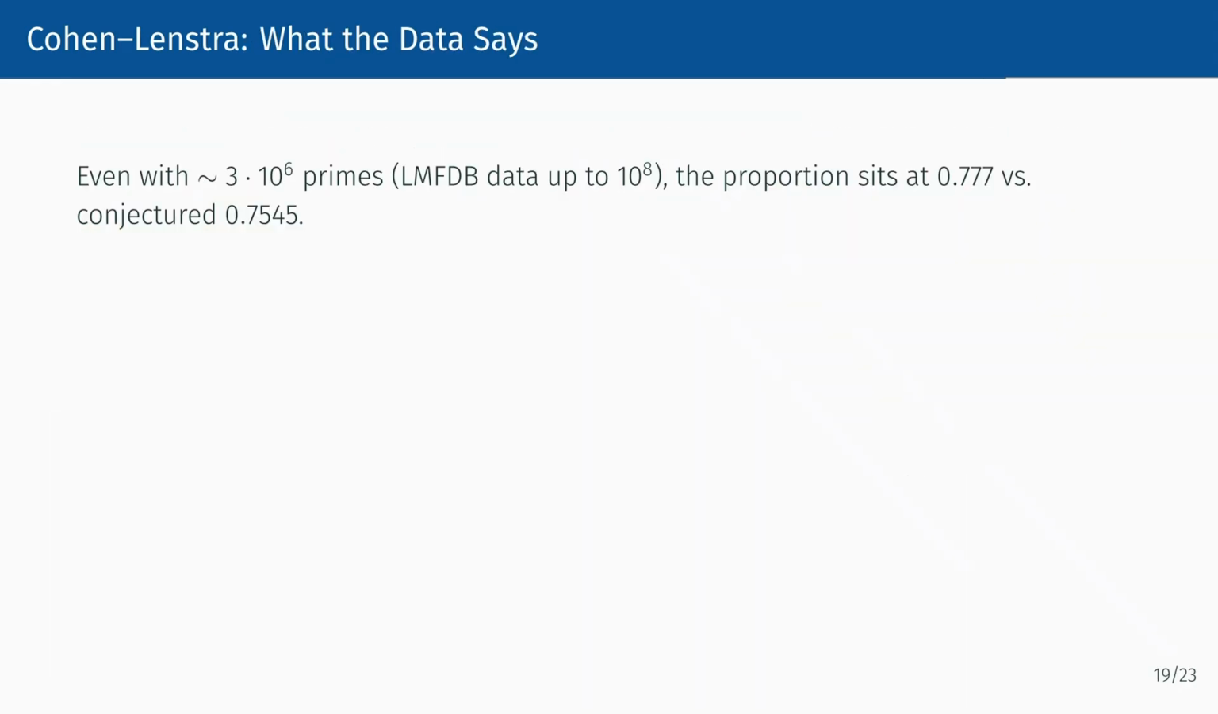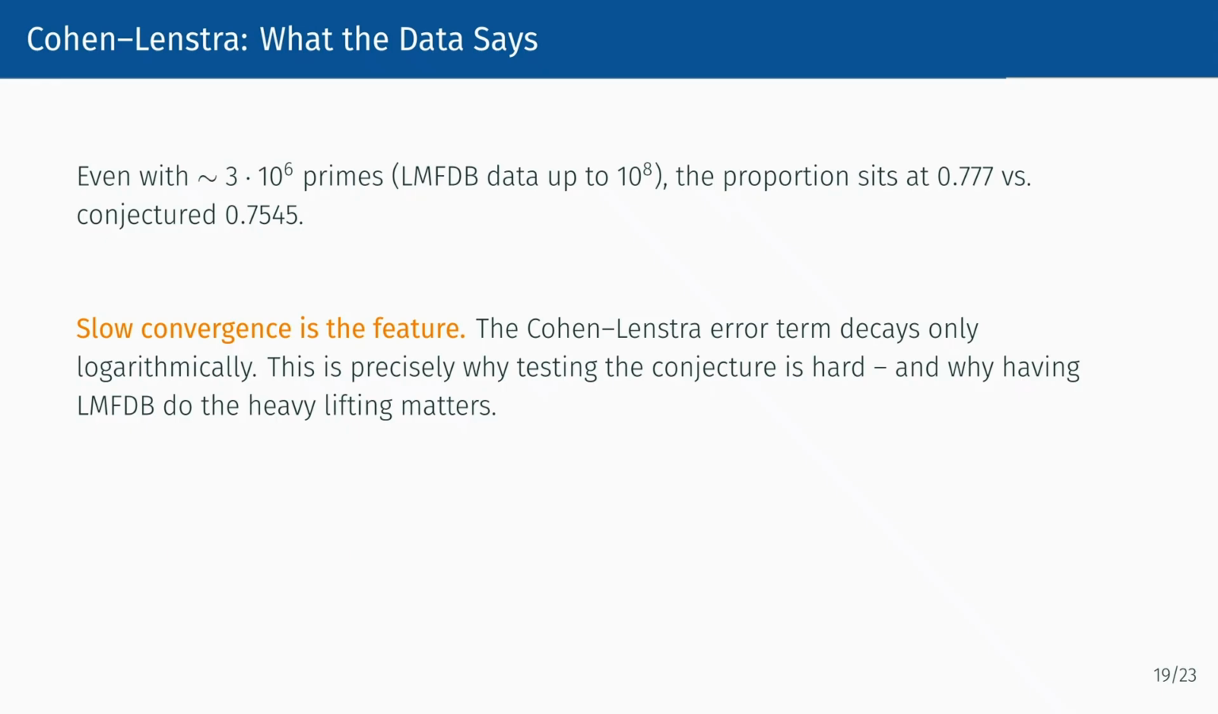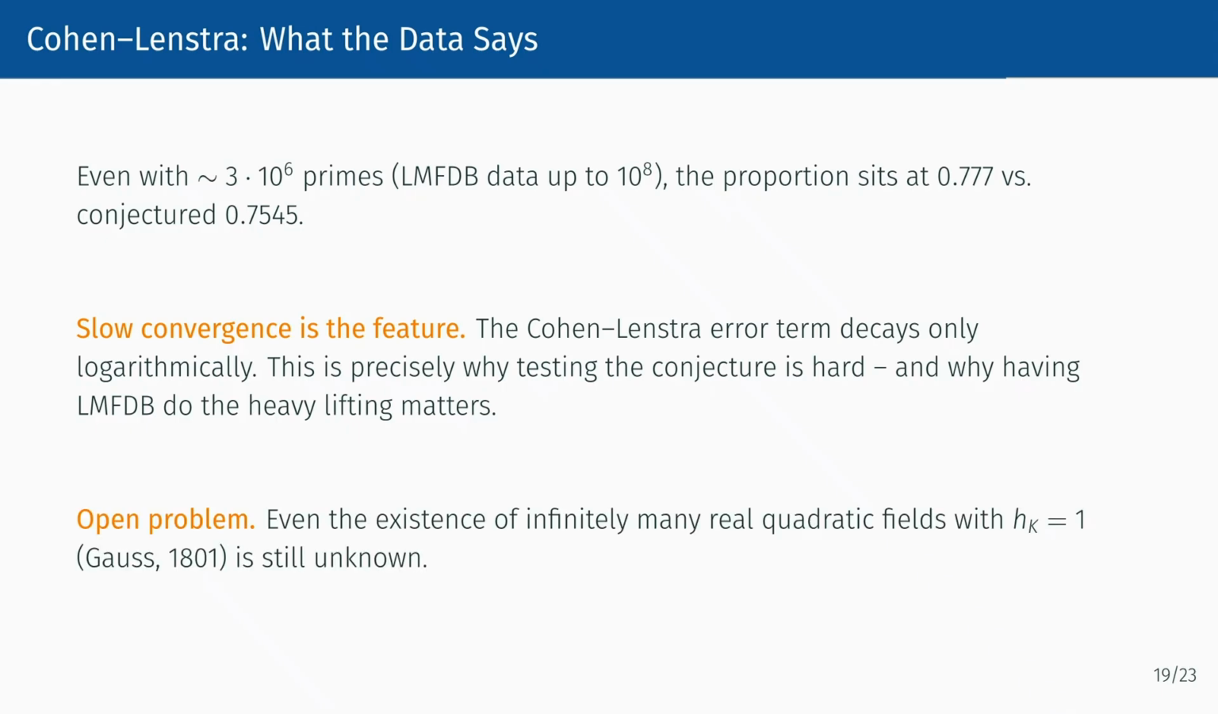Yeah. So we saw that there's a very slow convergence for Cohen-Lenstra. And that's why this conjecture is hard, and even verifying it is hard, not talking about an actual proof. And as you've noticed, the original problem of Gauss also still remains open. We can't even prove that there are infinitely many real quadratic fields with class number 1.